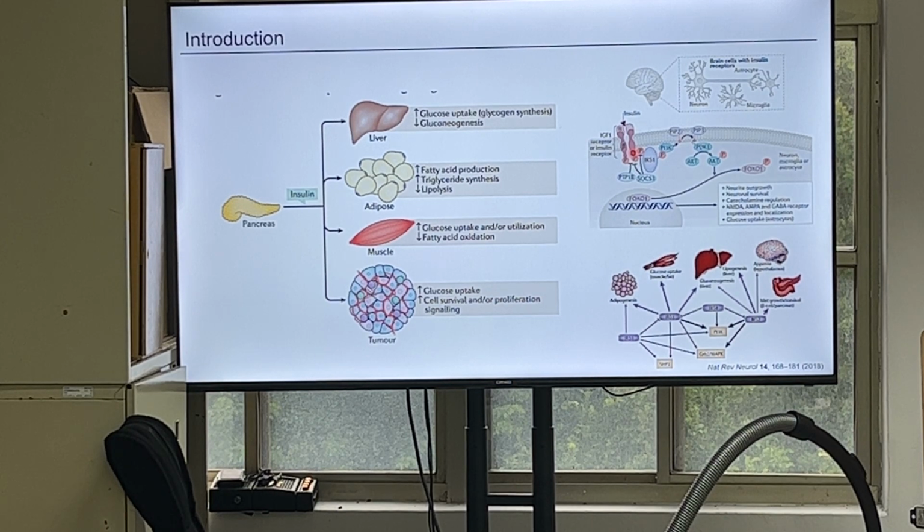Recently, there's a research on insulin signaling in the brain and its relationship with the menstrual cycle. It's a pretty cool study. I suggest you read it if you're interested in how insulin controls appetite, food intake, and other metabolic aspects.